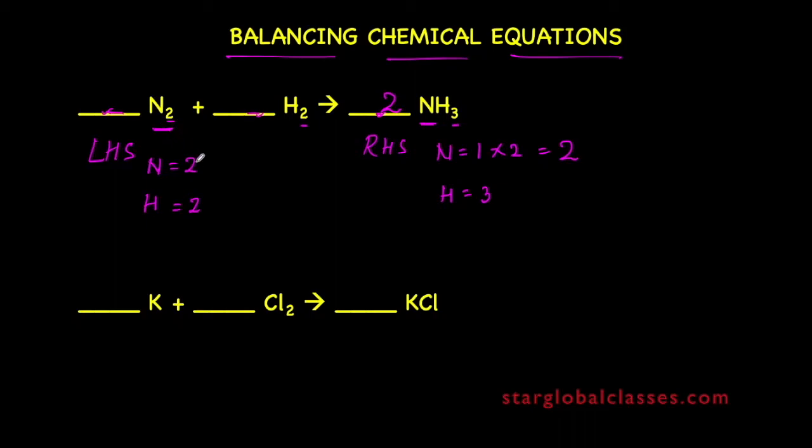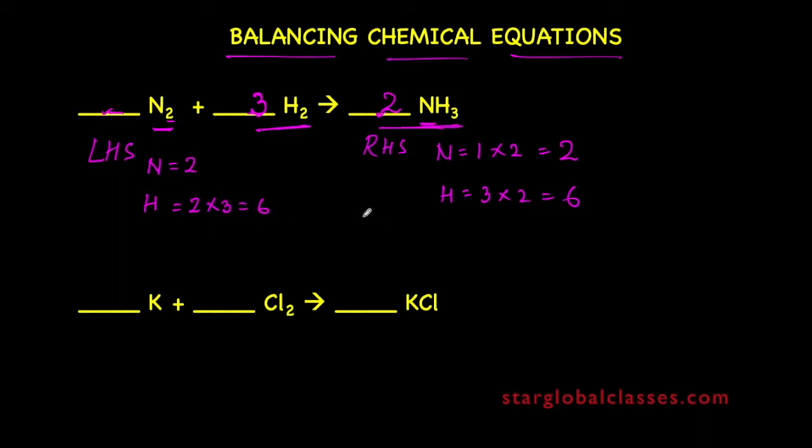Now look at the hydrogen atoms. Hydrogen on the right hand side is now 2 into 3, 6, and on the left hand side it is 2 only. So we multiply it by 3. When you multiply it by 3, the number of hydrogen atoms on the left hand side becomes 6 and on the right hand side it is also 6.